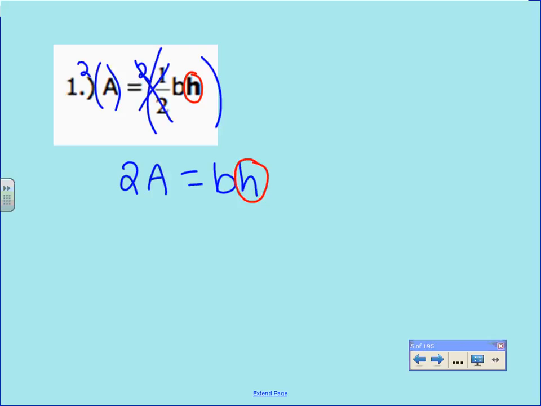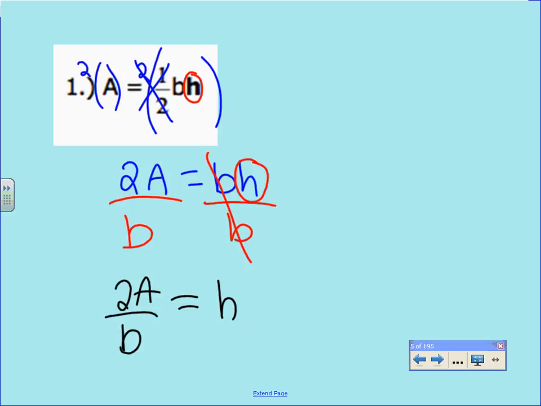We still need to get h by itself. Nathan, how do we get rid of b? Good. Divide both sides by b. Okay, it's going to cancel here. We are left with h equals 2a over b. Now, what's wrong with the way this is written? Remember from our proofs, how should we write this? Brian C? Good. H equals 2a over b.